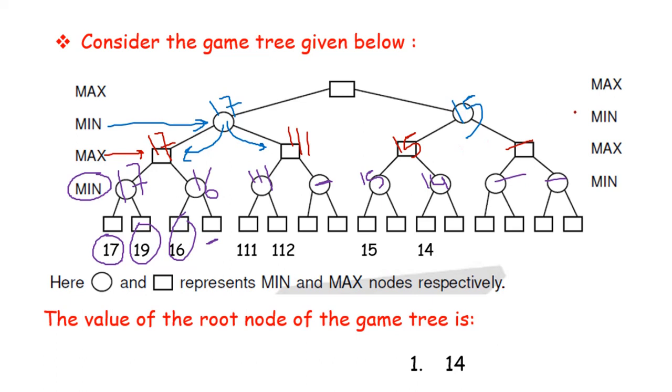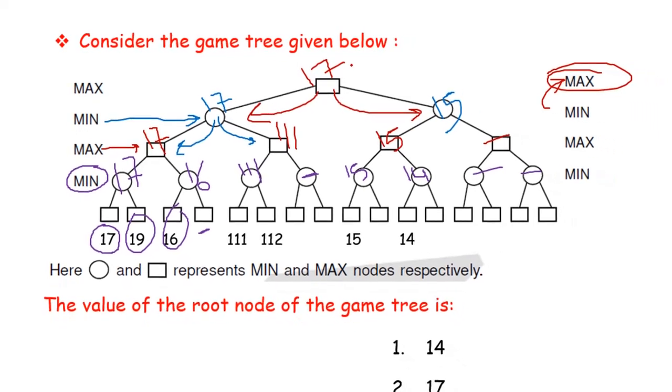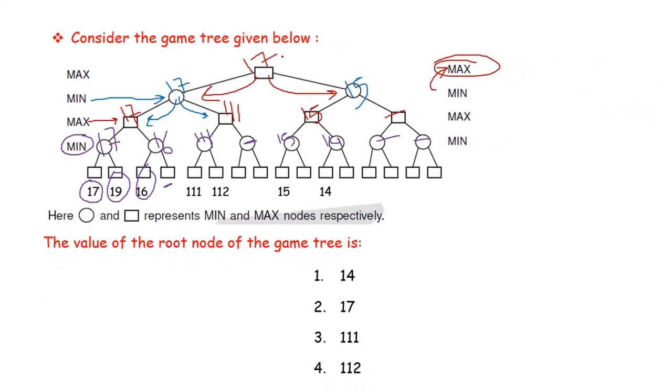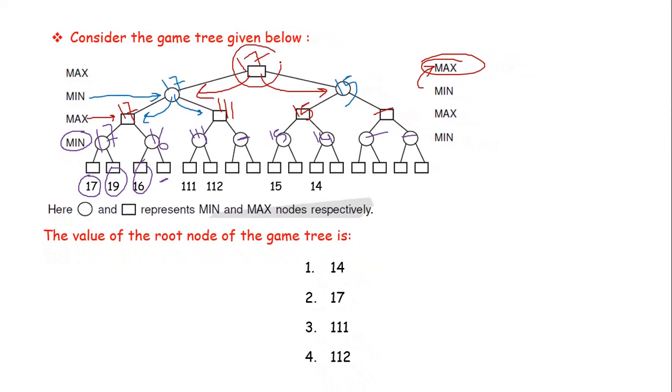Now move one level up. This is our topmost level. Here we will try to maximize our value. On the left child we have 17, on the right child we have 15. The maximum of 17 and 15 will be 17. And this is our final value. So the value of the root node is 17. So the correct answer will be option B, 17.